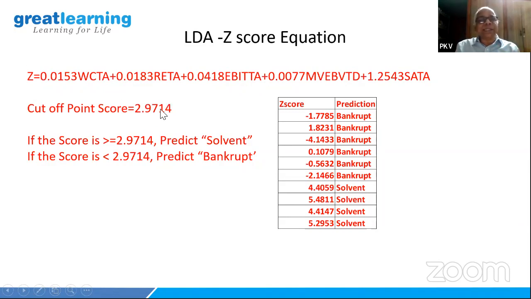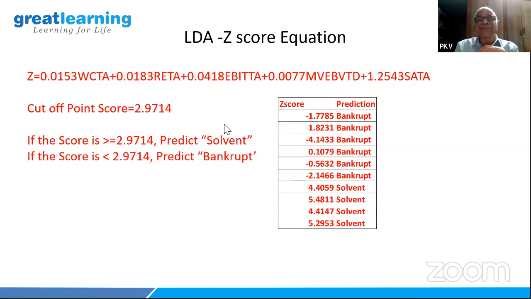The only thing the software does is subtract the cutoff point from every score and say that if the score is negative, it is bankrupt. If the score is positive, it is solvent. So both are the same, but I just want to explain the cutoff point score, which is the fundamental spirit of Fisher. And this way, the model is there. This is the classification part. We have done profiling, then we have done differentiation, we have done classification.